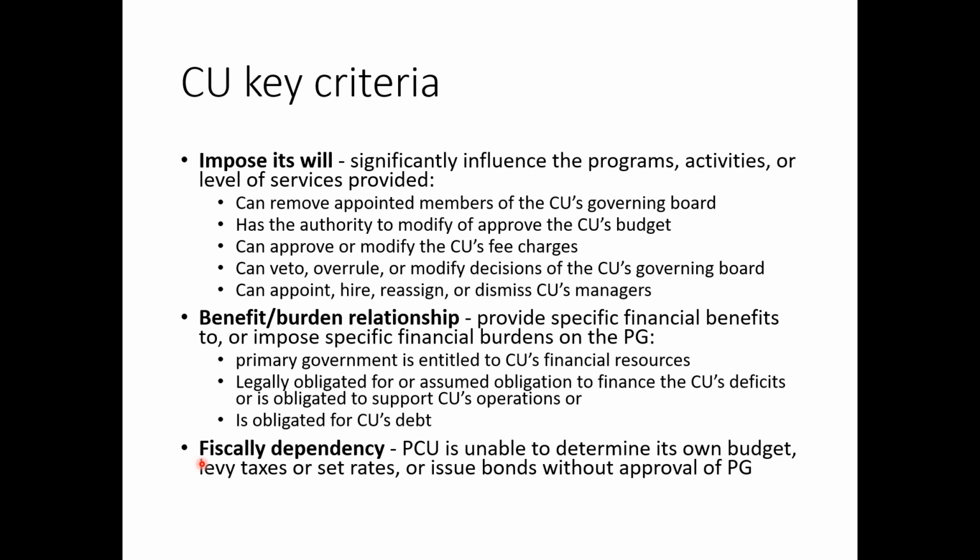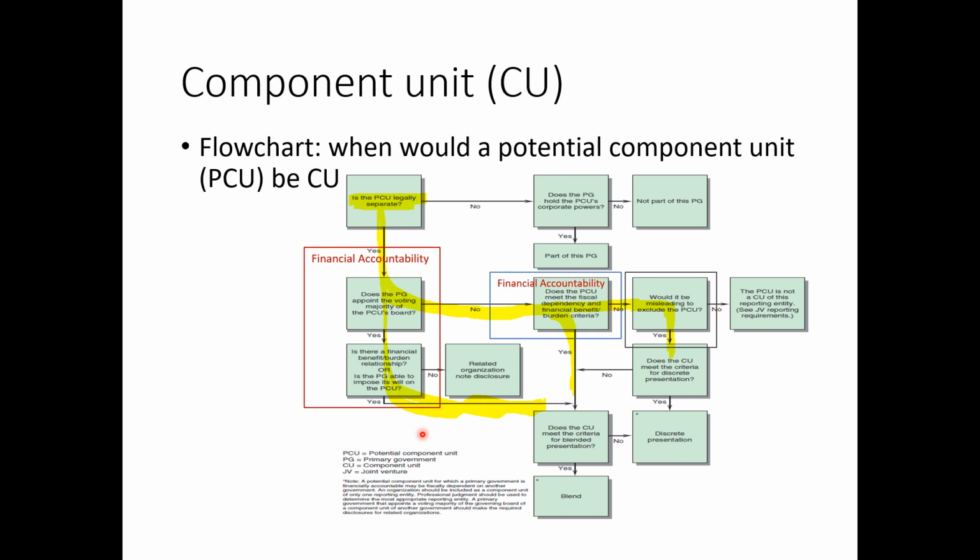And finally, fiscal dependency. What does it mean by fiscal dependency? It means that the component unit is unable to determine its own budget, levy taxes, set rates, or issue bonds without approval of the primary government. So these are the key criteria we use to determine whether it's a component unit or not in this flow chart.